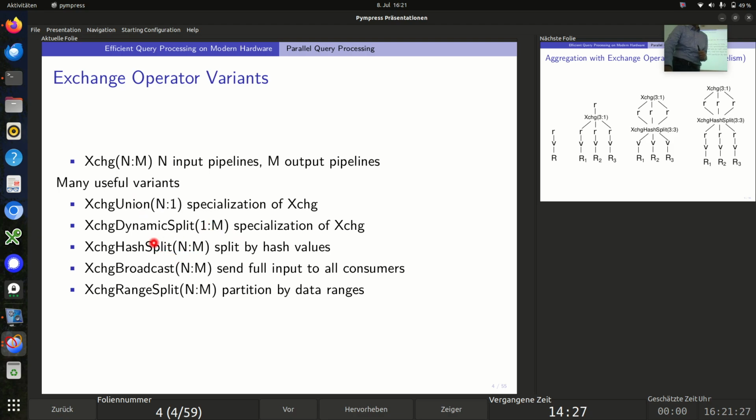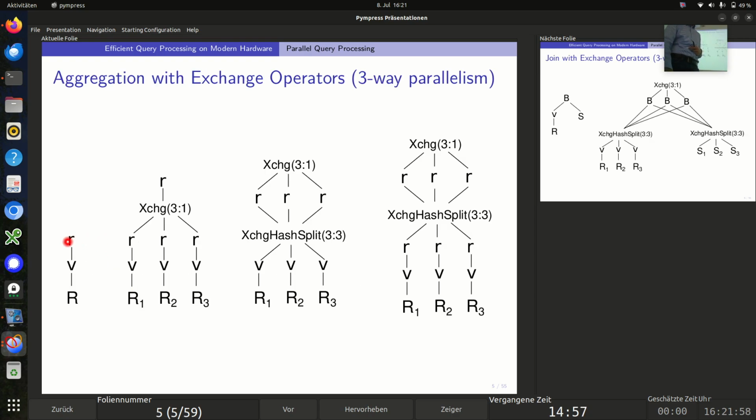And then we can also do a hash. For example, if you know the different kinds of partitions, for example, all the keys with number 1, 2, and 3 should be part of a different partition, we have this kind of hash. And then we can broadcast every partition to all the consumers, and we can also make ranges instead of hashes. So these are the kinds of exchange operators we can add to the normal query plan to achieve intra-query parallelism.